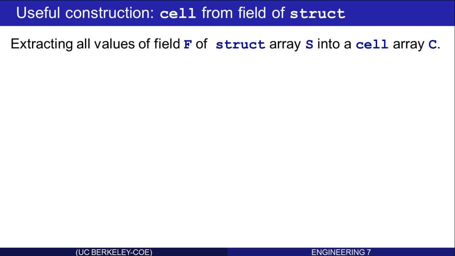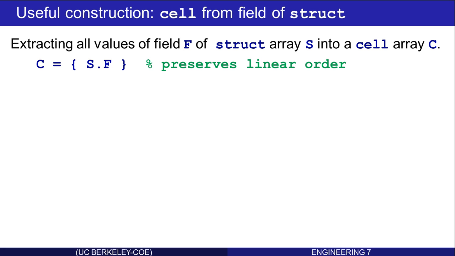Lastly, let's end this module, which has gone on for quite some time, with a very useful construction, extracting all values of field F from a struct array S into a cell array C. Well, if you think about it, it's a really simple command. There it is. C equals open curly bracket and then the field reference to the struct array. We know the field reference to the struct array is a comma-separated list of field references to all the elements of the struct array. Placed inside a curly bracket creates a cell array with those as the contents of each individual cell. It preserves the linear order.